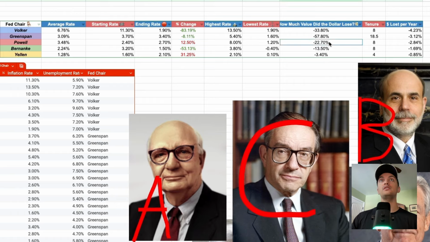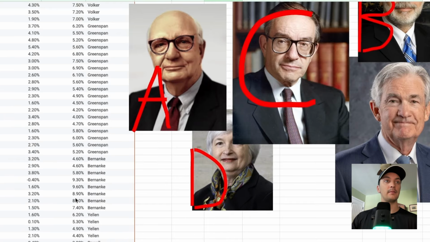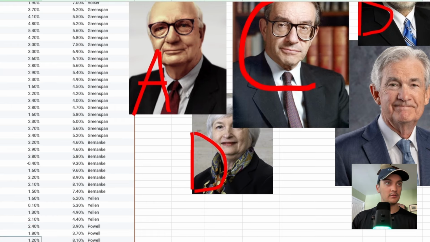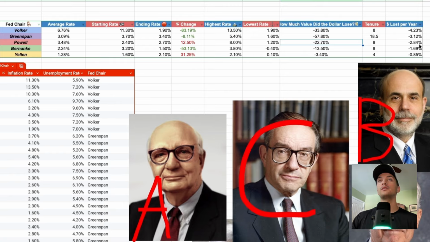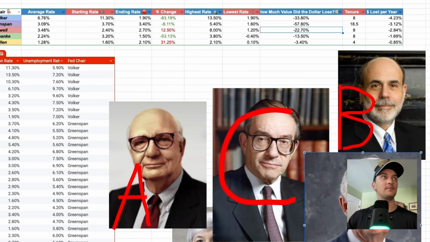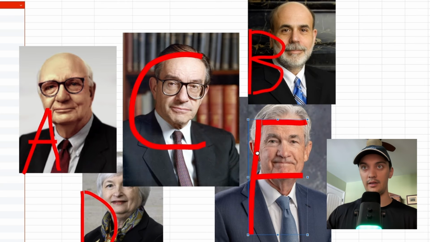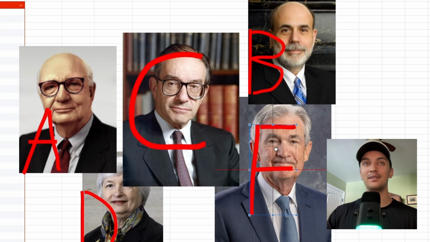Dollar lost 22% in his tenure. Highest rate was 8%. That's kind of one of the biggest spreads. And if we look at it, 2.4, 1.8, 1.2, 4.7, and then boom, 8.4. So, Jerome, I'm sorry, buddy, but dollar down on average 2.84%. I'm going to have to give you an F. I'm going to give you a failing grade on this very scientific system. So Jerome Powell gets a failing grade. I'm sorry, he gets an F.